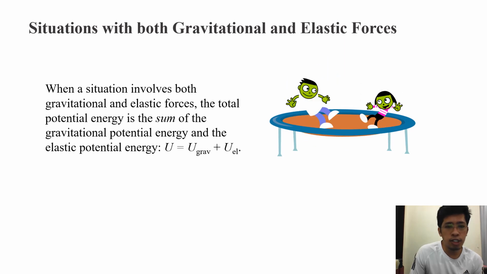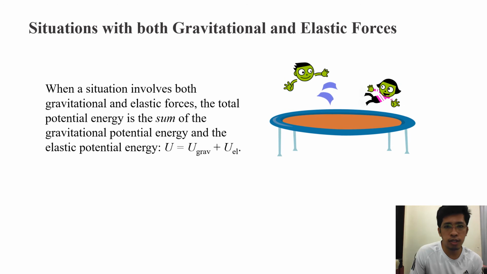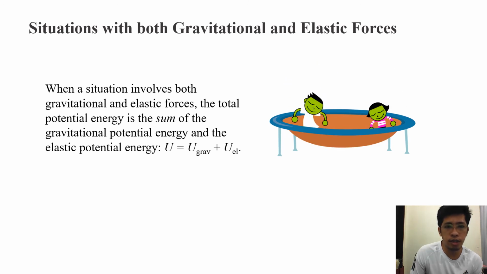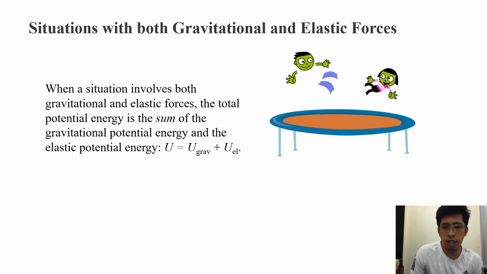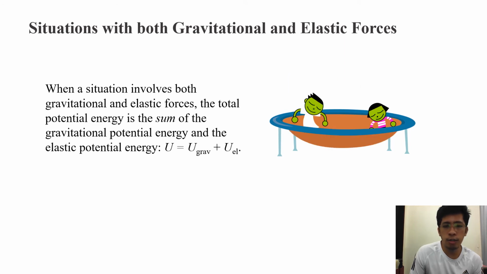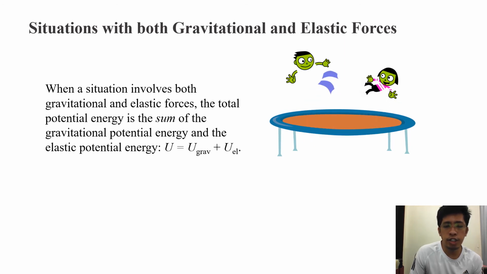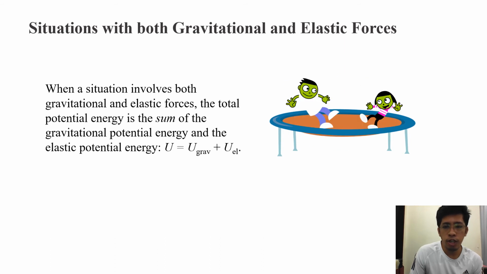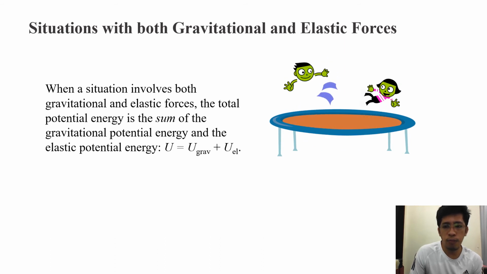And when a situation involves both gravitational and elastic forces, the total potential energy is just the sum of the gravitational potential energy and the elastic potential energy. That is, your total potential energy U is equal to your U gravity plus your U elastic.